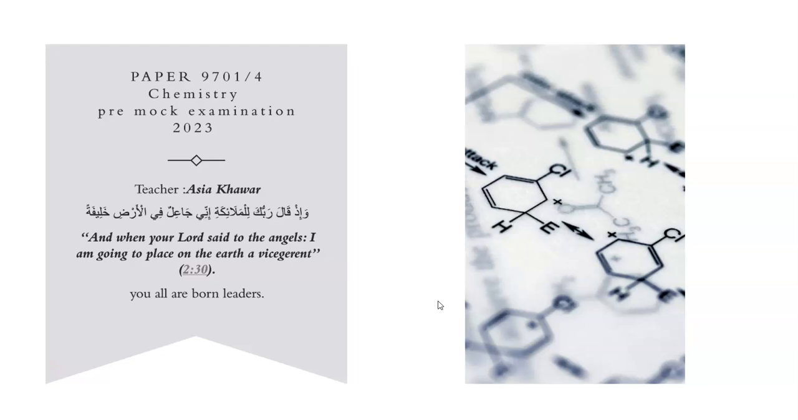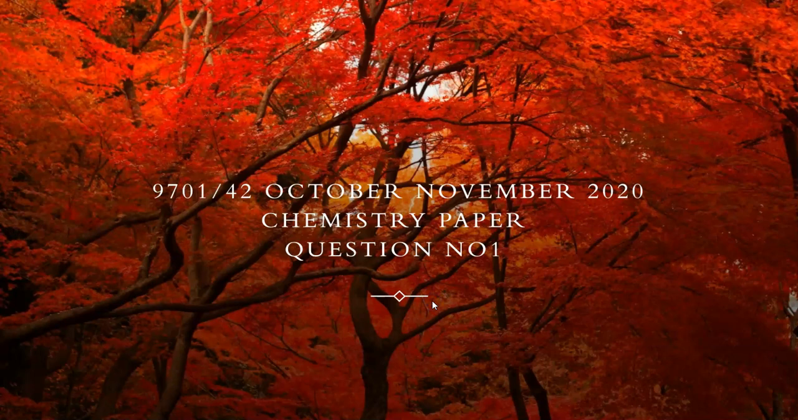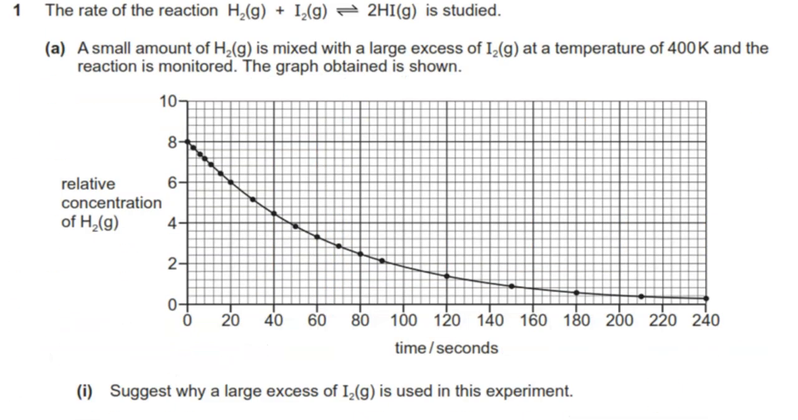Today we will solve this question number 1 from our paper (9701/42 October-November 2020). Question number 1. The rate of reaction H2 plus I2 goes to 2HI is studied. A small amount of H2 is mixed with a large excess of iodine at a temperature of 400 Kelvin and the reaction is monitored. The graph obtained is shown.